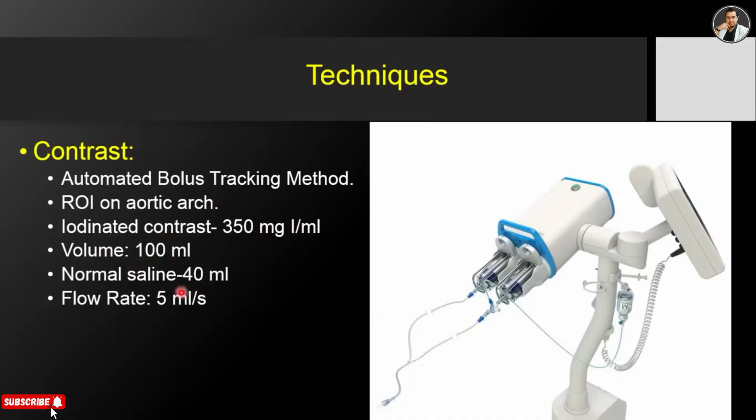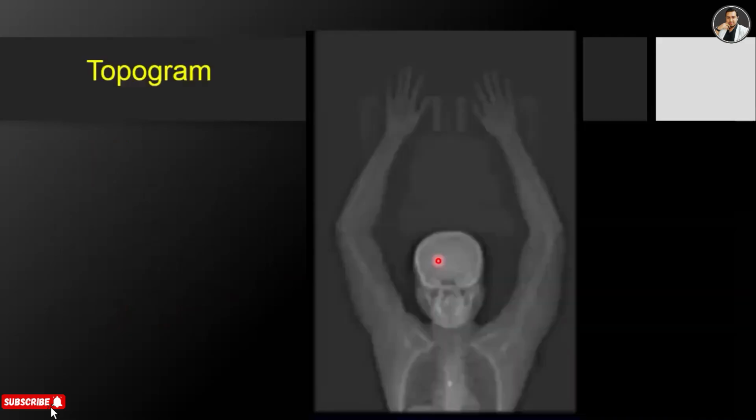So where do we set these? We will set these parameters in the injector machine. We will take 100 ml in one series and 40 ml in another series. And we will set the flow rate in the injector monitor. And we will automatically get the time, how long it will take to finish the contrast.